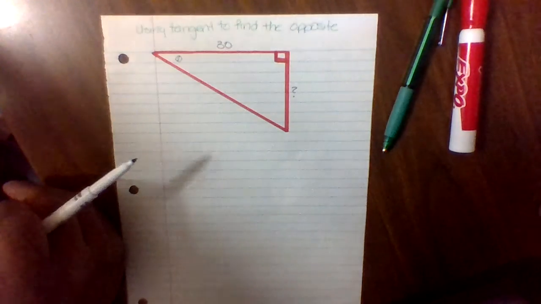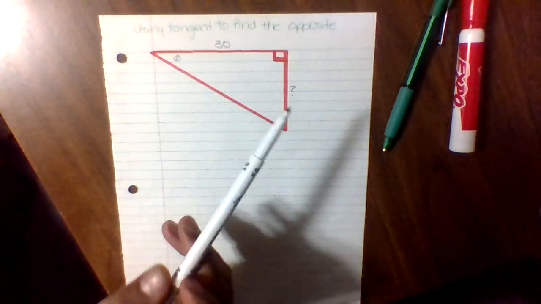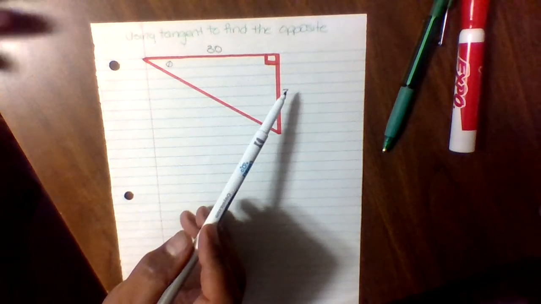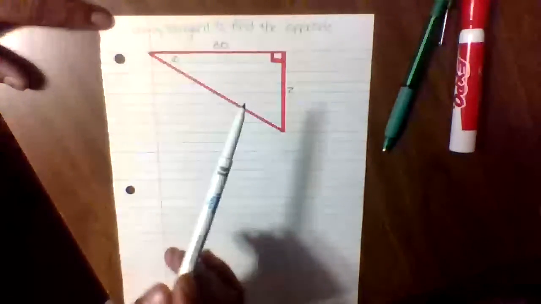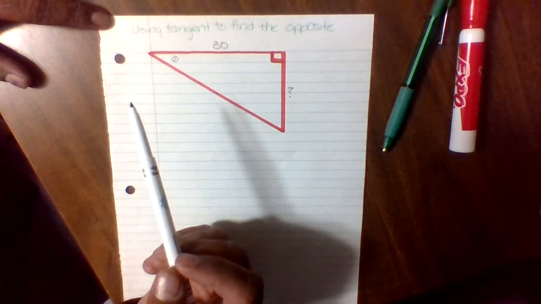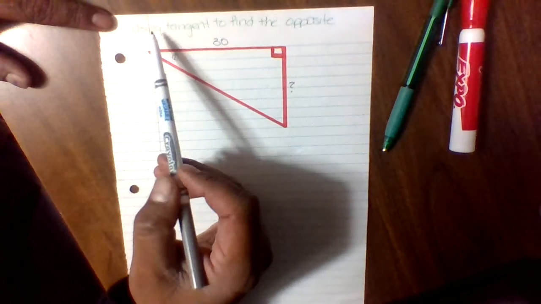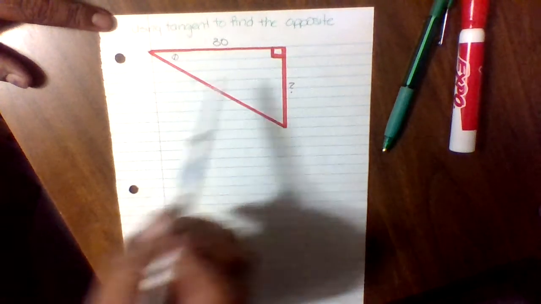Now, I know there's a little bit of difficulty when you're playing with the tangent ratio or any of the ratios and you're trying to find the unknown side, just because it's a manipulation of the formula. So I'm going to walk you through two different ways of doing it, hopefully in one video. In this one, we need to use the tangent to find the opposite.